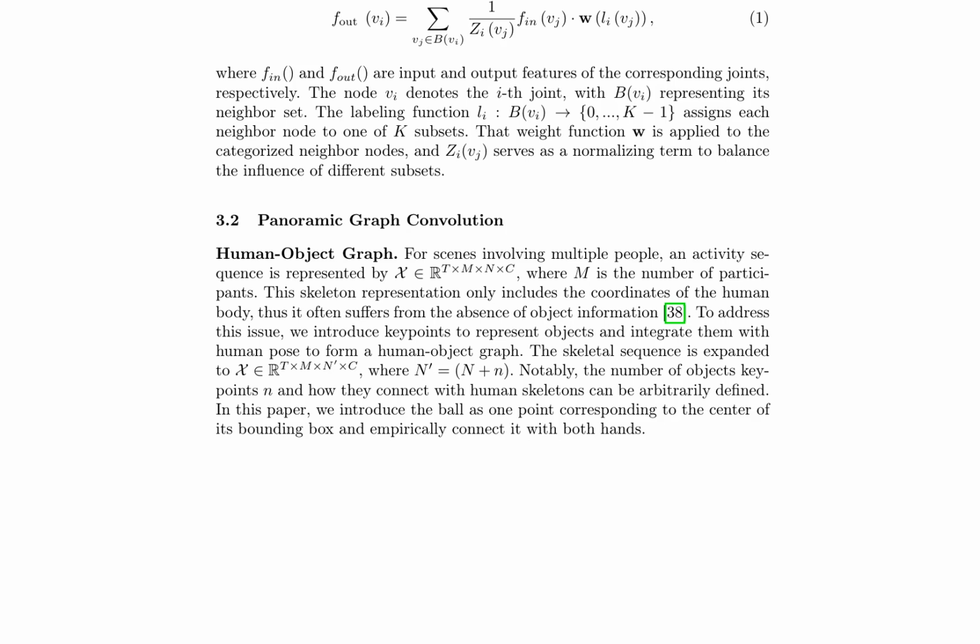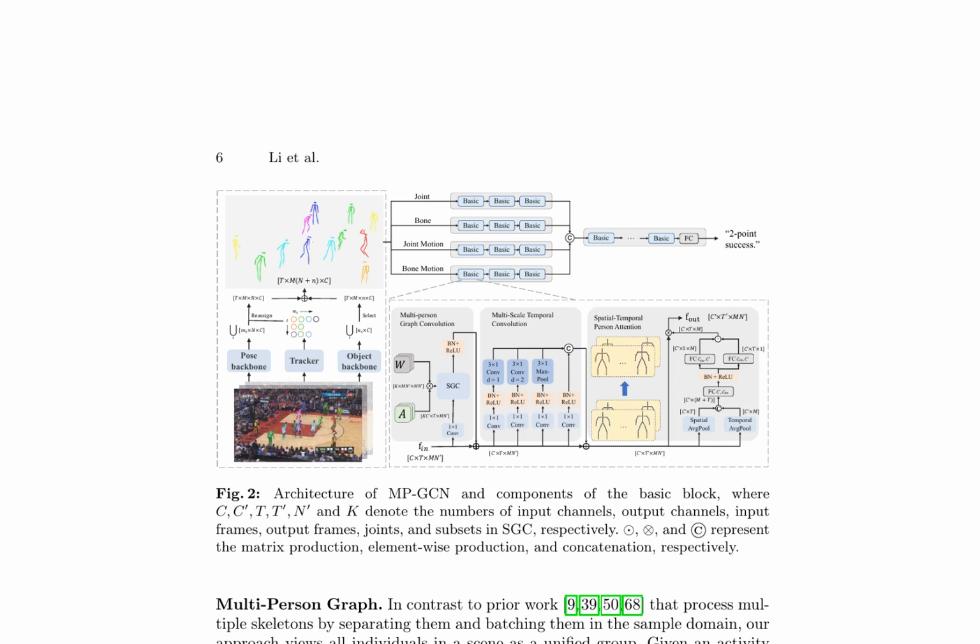The paper discusses the use of graph convolution, particularly spatial graph convolution (SGC) and temporal convolution network (TCN) layers, to capture spatial relationships among skeleton joints within a single frame and temporal dependencies across multiple frames. The authors highlight the SGC operation, which applies a weight function to categorized neighbor nodes and uses a normalizing term to balance the influence of different subsets.